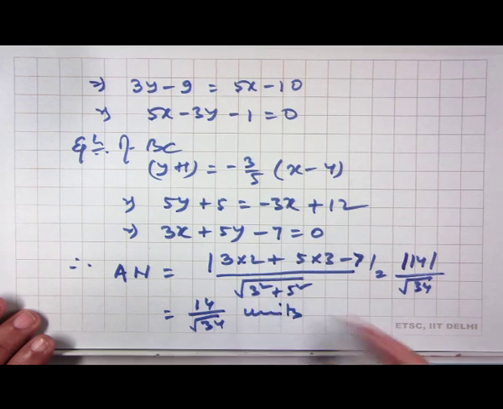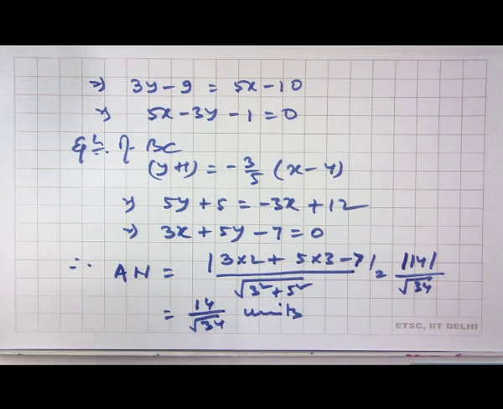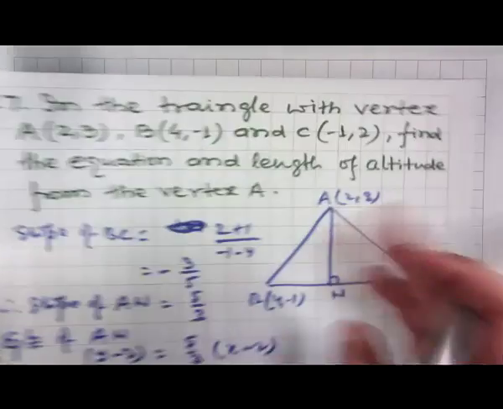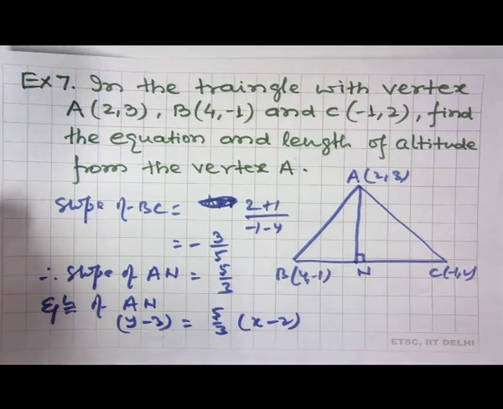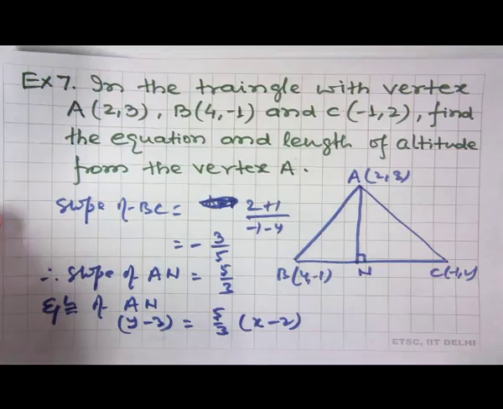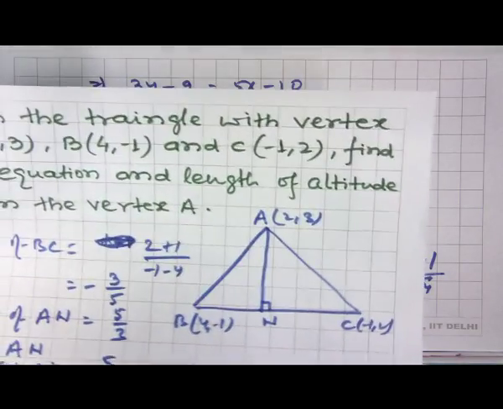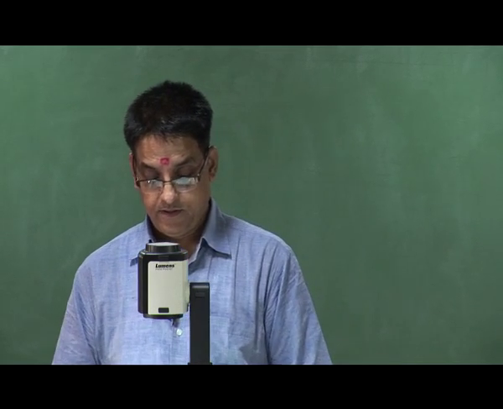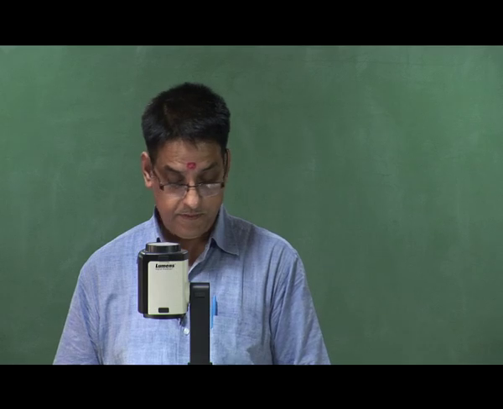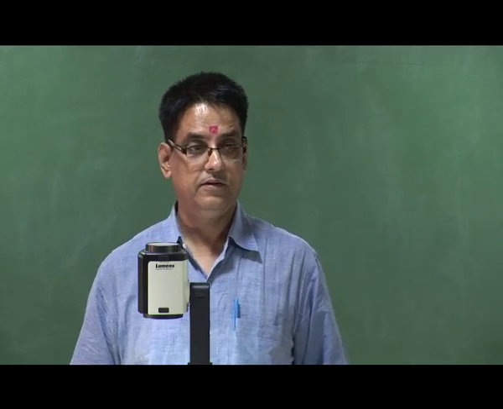So in this way we can find the length and equation of the altitude of any triangle whose vertices are given. Okay, now we shall discuss the next concept in another session. Okay, thank you.